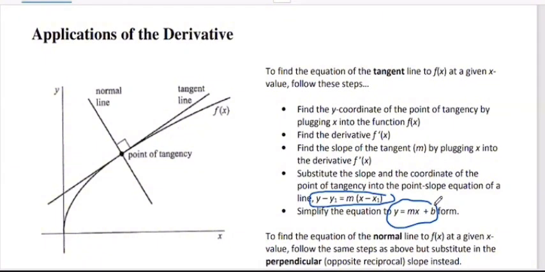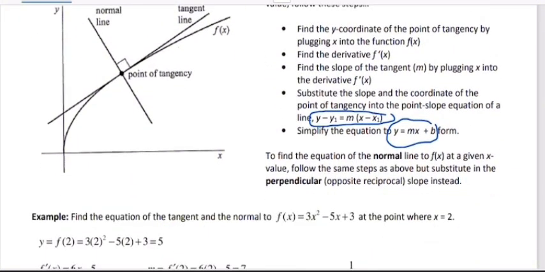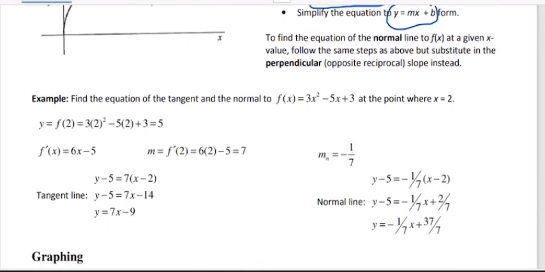So we have 5 steps if you really want to figure out the equation of the tangent line to f of x. We are also going to repeat the same steps when we want to figure out the equation of the normal line, except that we are going to substitute in the perpendicular, opposite reciprocal slope. Now, I want to walk you through an example.